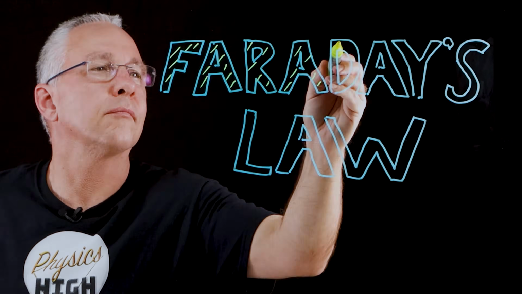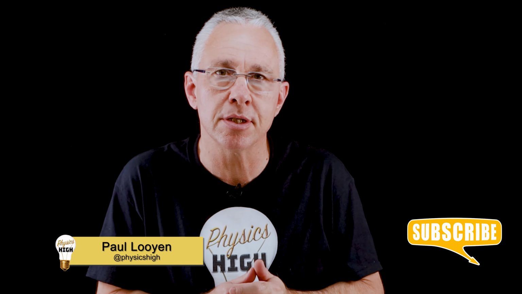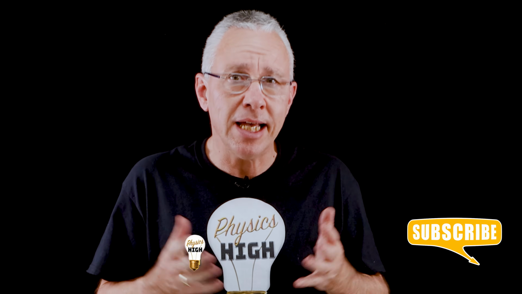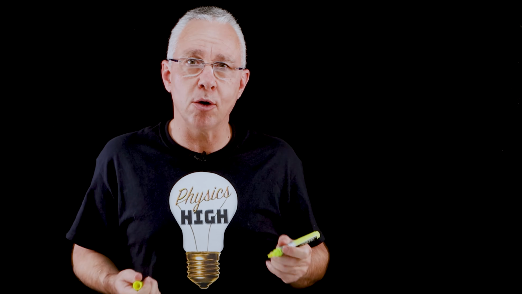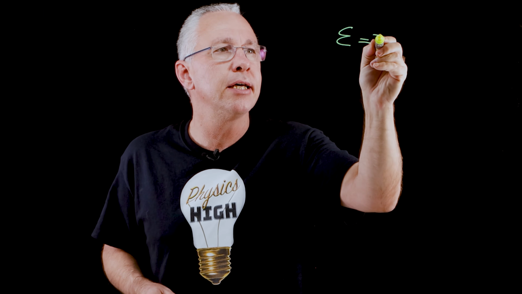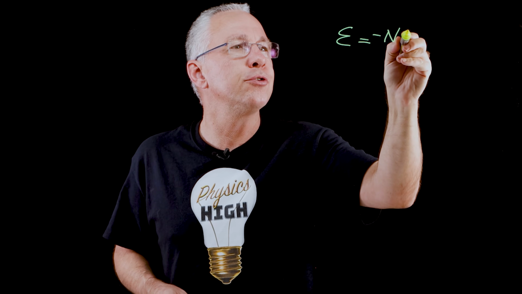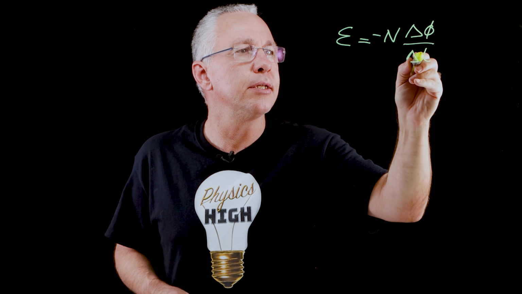What is Faraday's law? So when a conductor is placed in a magnetic field and that magnetic field changes, an EMF is generated. And if that conductor is a loop, it will also induce a current. So Faraday's law basically states that the magnitude of the EMF that is generated is proportional to the change of flux with respect to time.